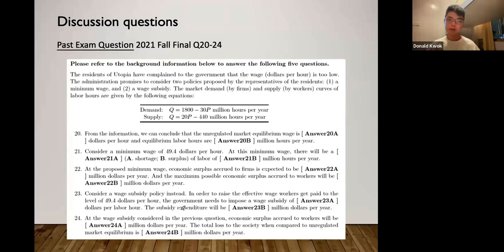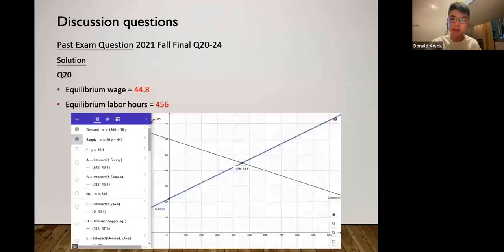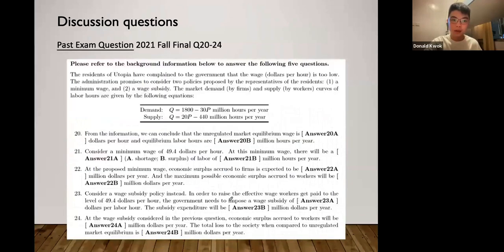Okay, so let's start with question 20 to find the unregulated market equilibrium wage and equilibrium labor hours. So nothing special, it's simply finding the equilibrium point, the intersection between demand and supply. So we just plug in the demand and supply functions here, then we have the equilibrium wage 44.8, equilibrium labor hours 456. Okay, so question 21 and 22, we have a minimum wage of $49.4.